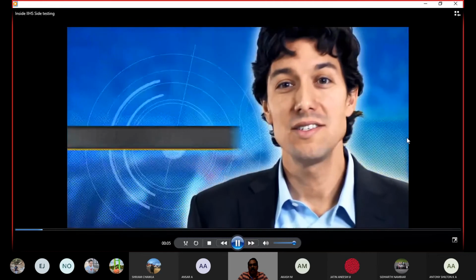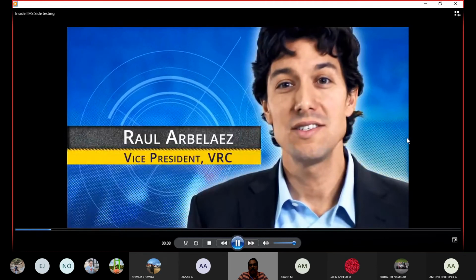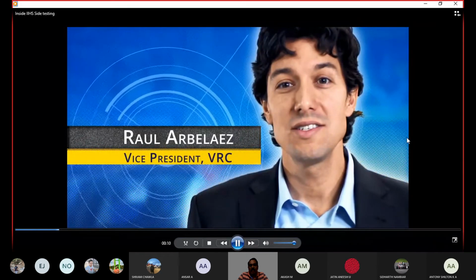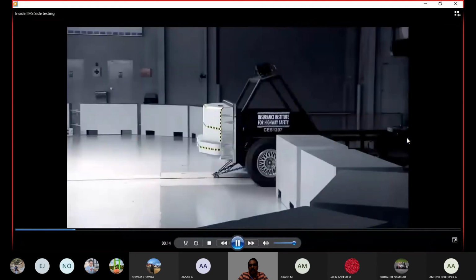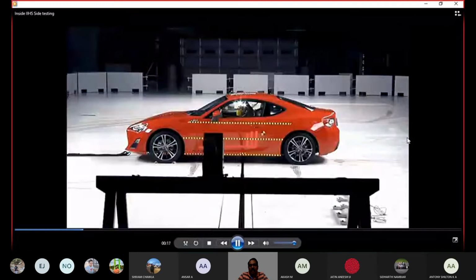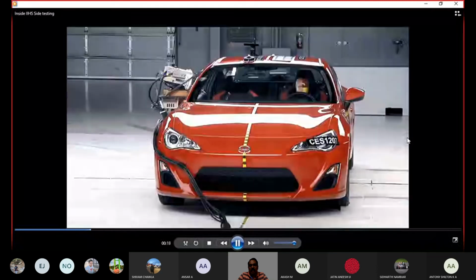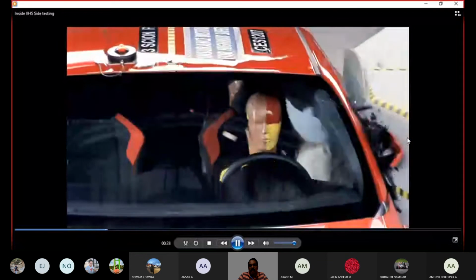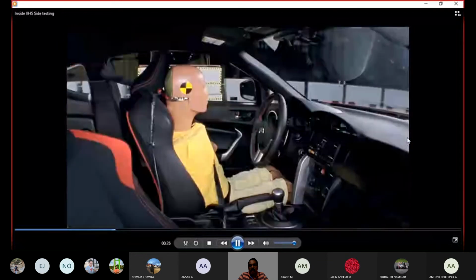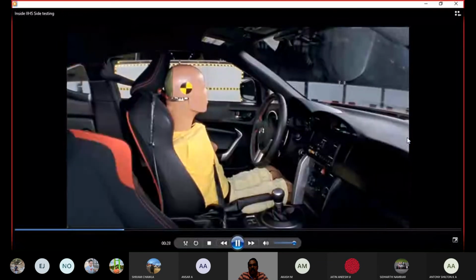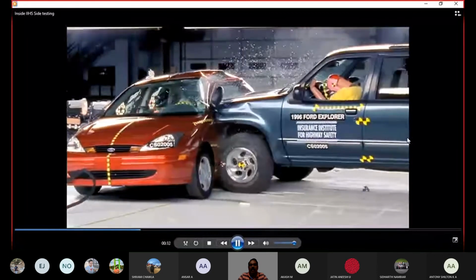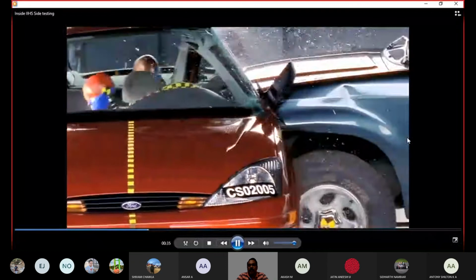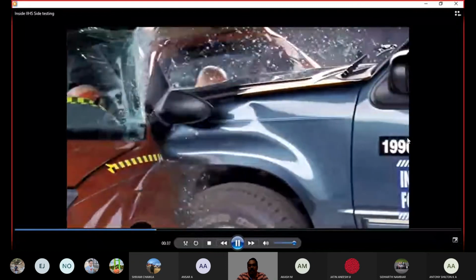I'm Raul Arbelize, and I'm the Vice President for the IIHS Vehicle Research Center. In our side crash, we have a moving deformable barrier that strikes the tested vehicle at 50 kilometers per hour. That's 31 miles per hour. And the barrier weighs 1,500 kilograms. It's about 3,300 pounds, and it represents a typical ride height and front end geometry of a pickup truck or SUV. These are types of vehicles that in real world T-bone type crashes do a lot of damage to other vehicles when they collide.